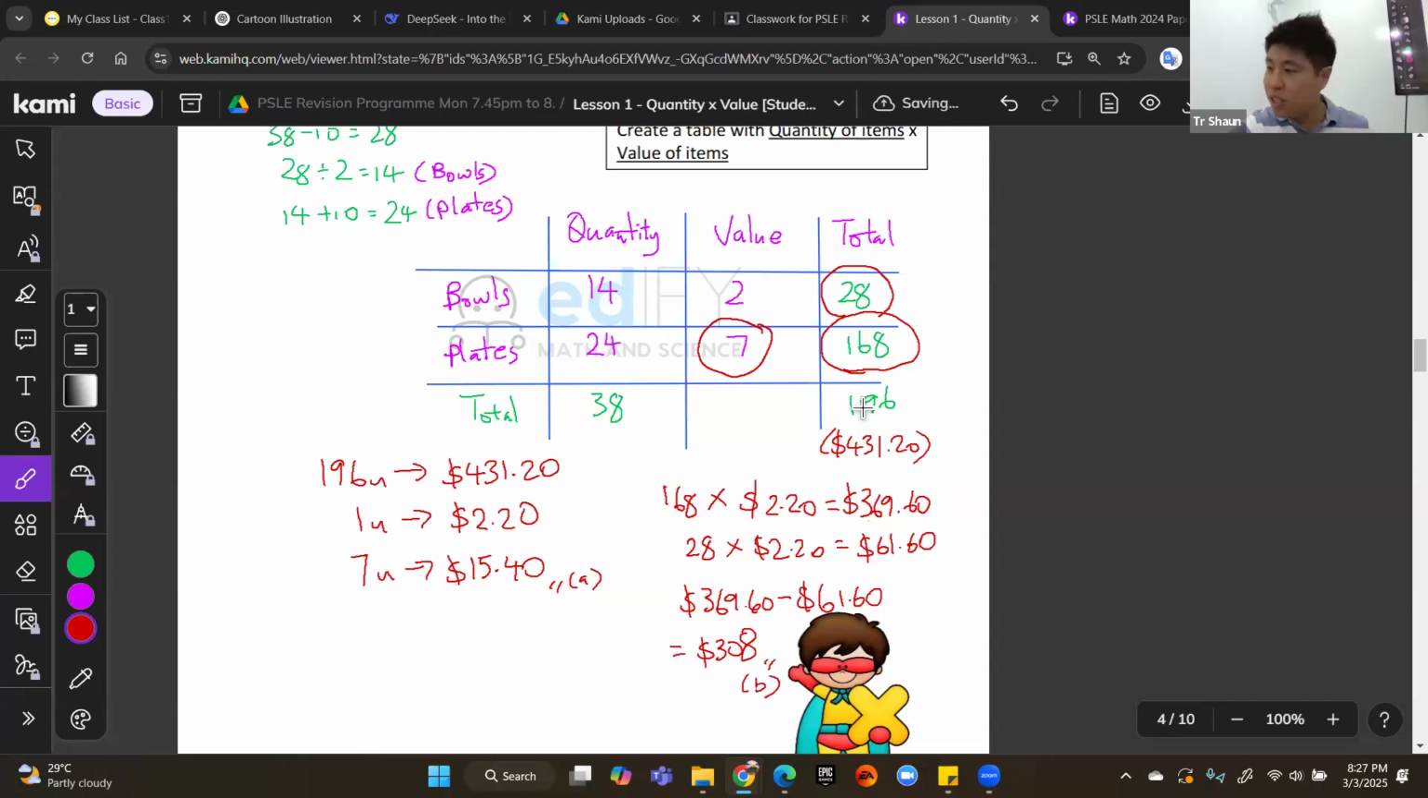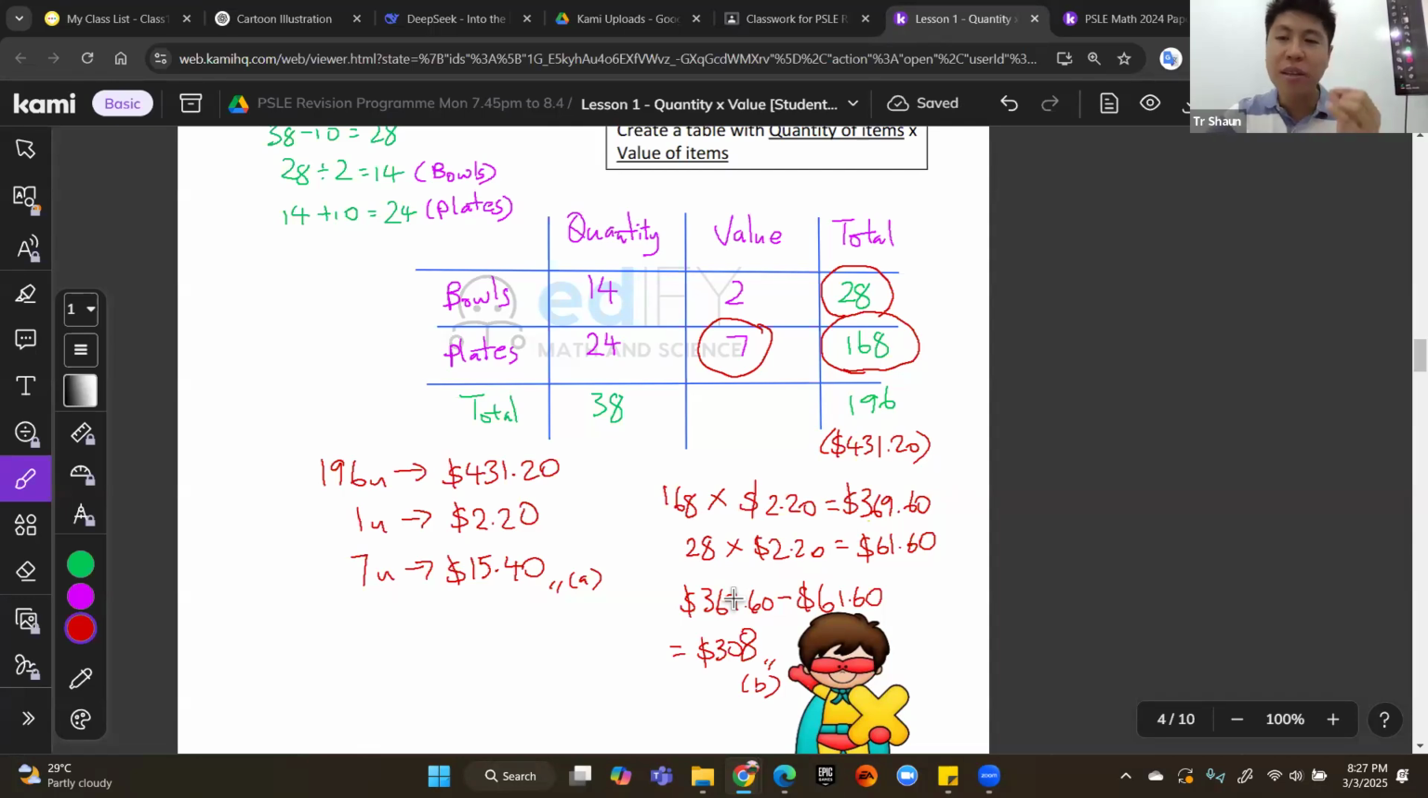Okay. All right. So this is the second question. Question 3 and 4 is homework. I'll go through next week. Let's do question 5. I want you to take a look at how a PSLE question looks like.